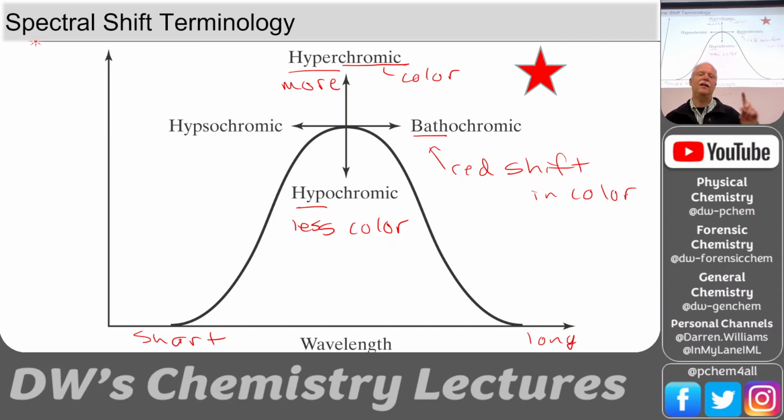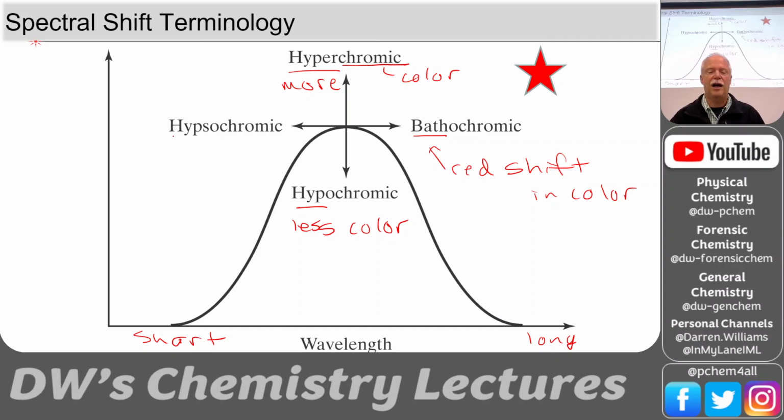And that doesn't necessarily mean it becomes red. It could go from blue to green. Blue to green is a red shift. Green to yellow is a red shift. So it's going towards longer wavelengths. So all of those would be bathochromic shifts: blue going to a blue-green, to a green, to a yellow. All of those are moving that direction towards longer wavelengths, so those would be bathochromic shifts.